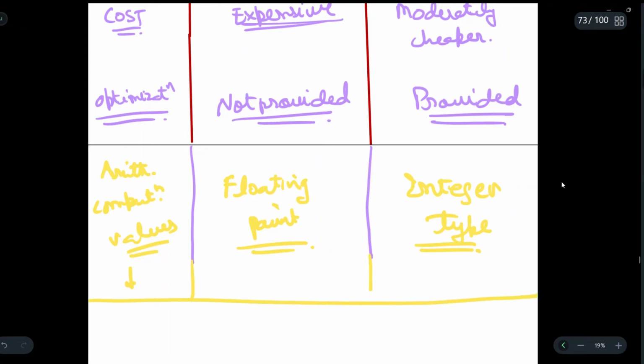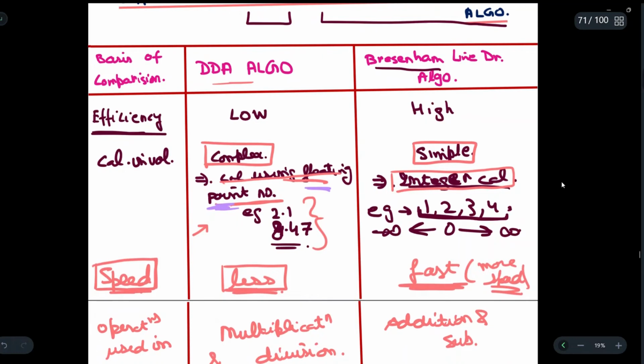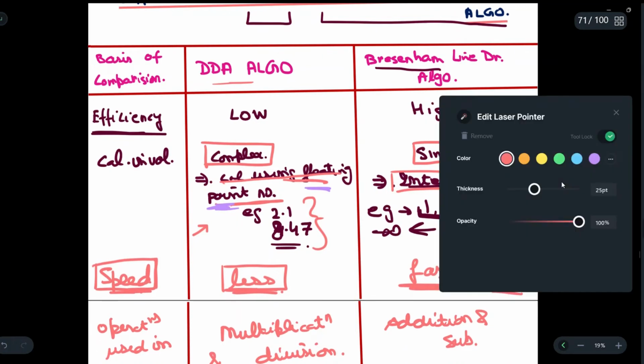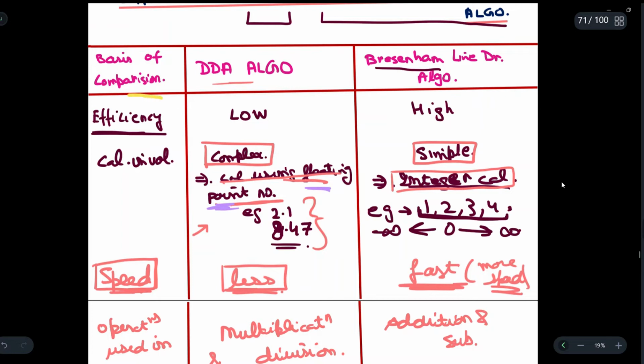So now let me sum up again what we discussed. First of all, we saw the efficiency of both algorithms. The efficiency of DDA is much lower as compared to the Bresenham algorithm. Then we came to the second point. Now the second point is very important. This is the most important point in the differences between these two algorithms, that is, the complexity and the simplicity.